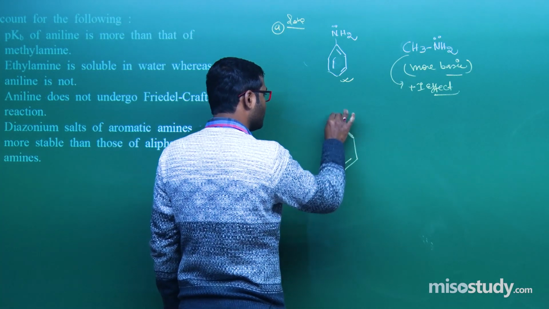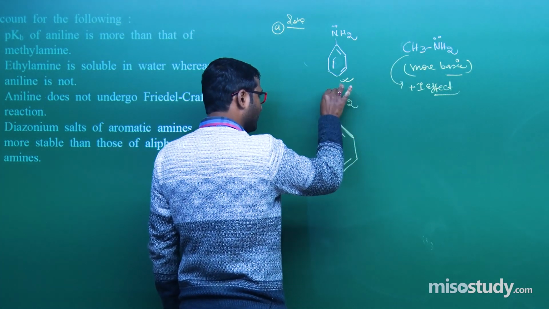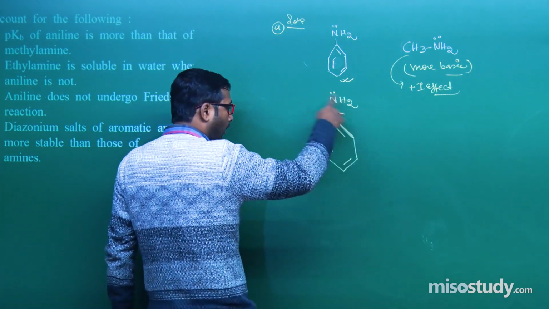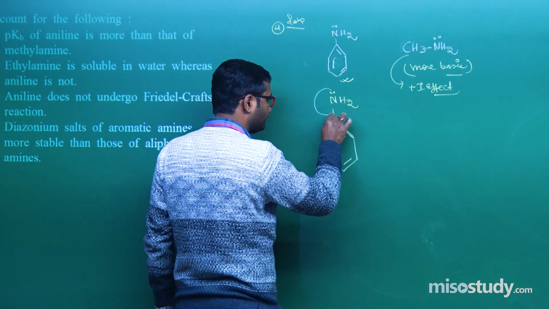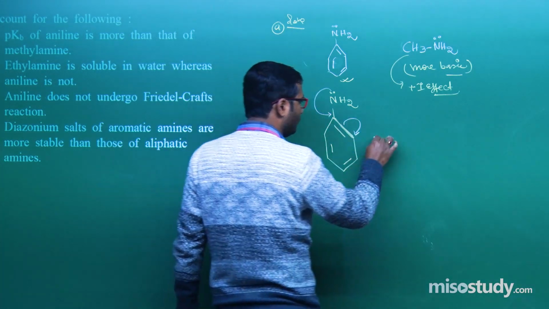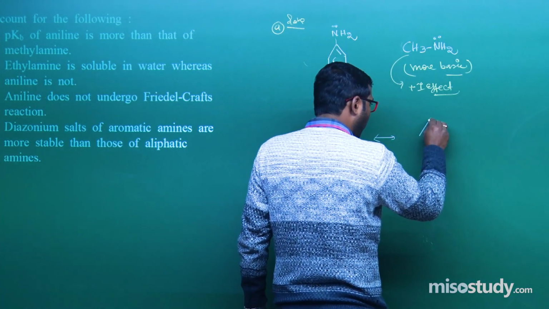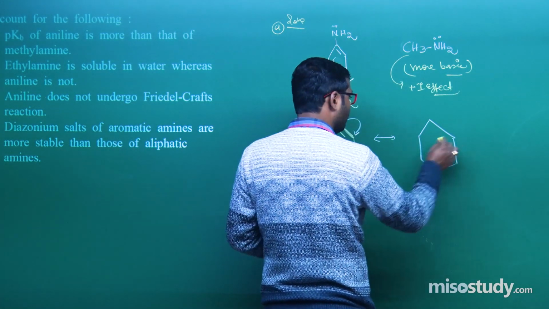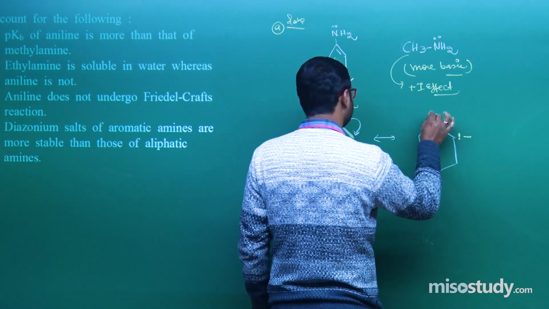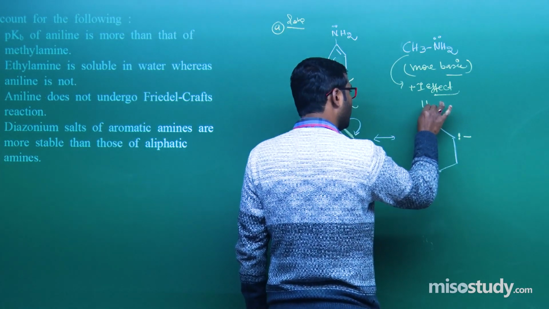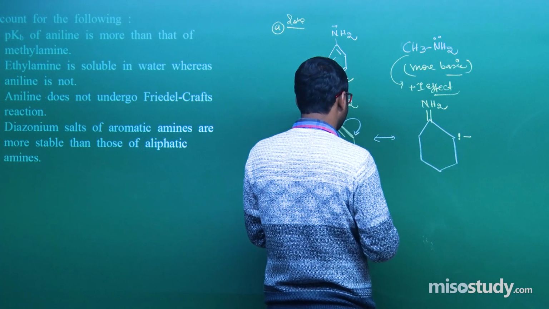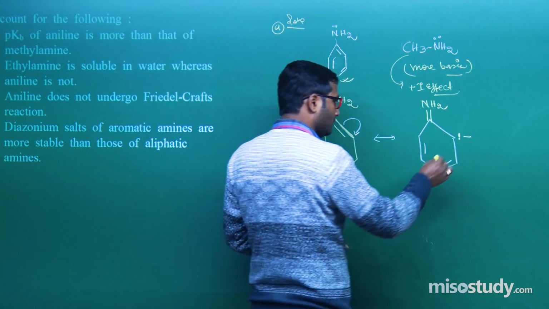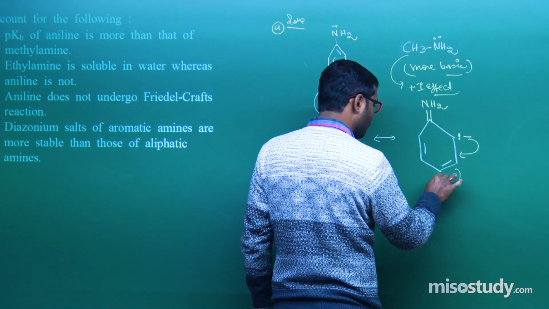This one and this one contain NH2. That's why this lone pair is delocalized over the ring. Look at this, this will move here and this will move here. This is the benzene ring, it will move, and here the minus charge, double bond, NH2. Okay. Now this one and this one, this will move here and this will move here.